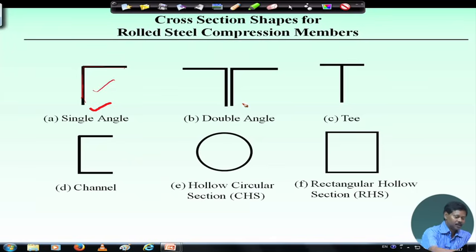Similarly, double angles can also be used in this way, or T sections can be used for a compressive member. The most popularly used compressive member is the channel section. Channel section we often use for compressive members. Hollow circular sections and rectangular hollow sections are also used. So, these are a few steel rolled sections which are commonly used for compressive members.